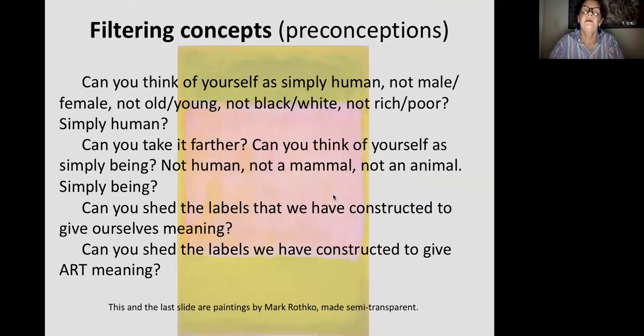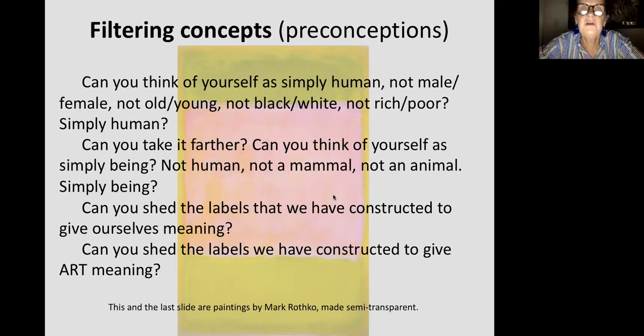Well, here is a little exercise in filtering concepts. First of all, can you think of yourself as simply human? Not male, not female, not old, young, black, white, rich, poor. Can you think of yourself as simply human? Can you get rid of all those things about gender, class, race, and so forth? Just simply human. Can you take it further? Can you think of yourself as simply being? Not a human, not a mammal, not an animal, just beingness.